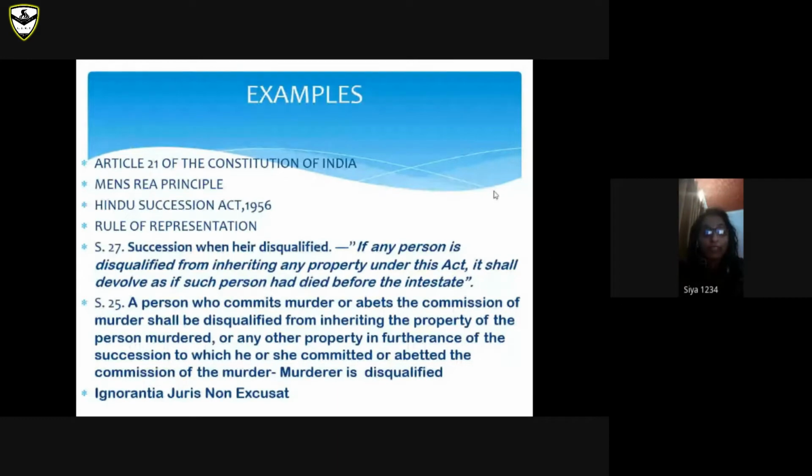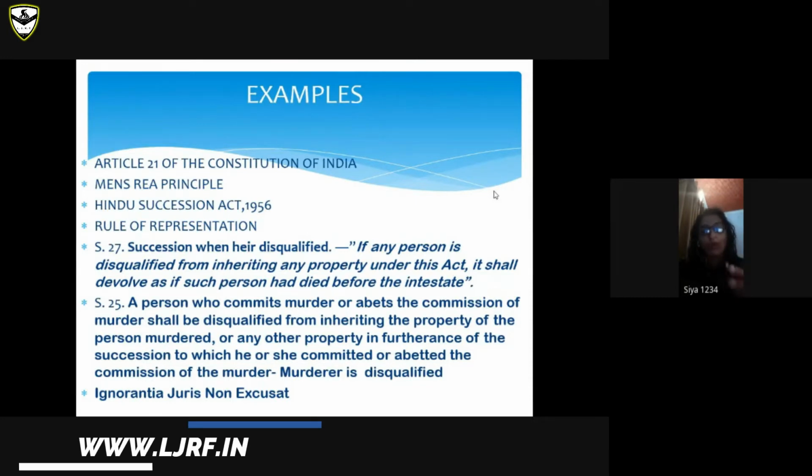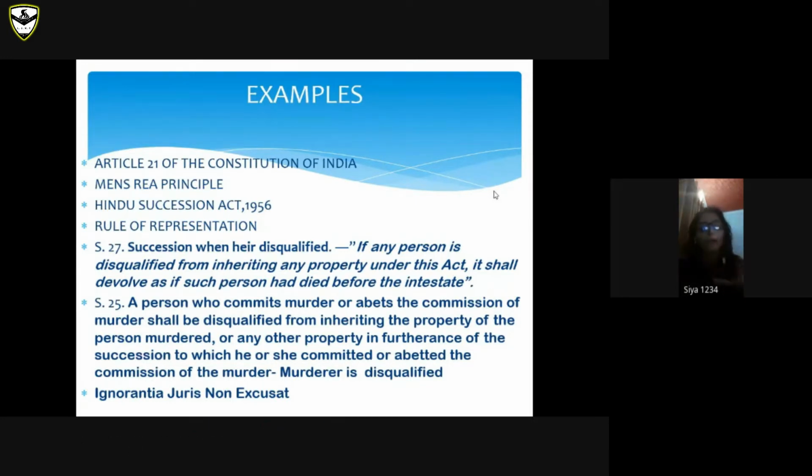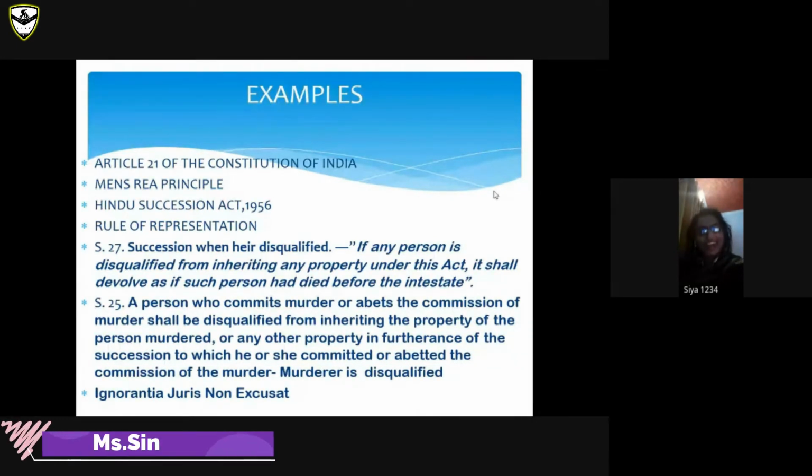We can find so many mistakes in the Hindu Succession Act. See, you can find these kinds of mistakes only when you are reading in a critical manner. You got it? Am I right? I think the example was a little bit confusing, but you can read and try to understand after completing this class.